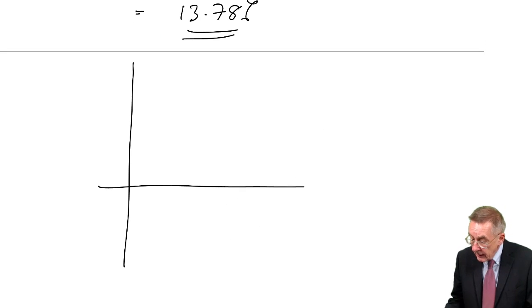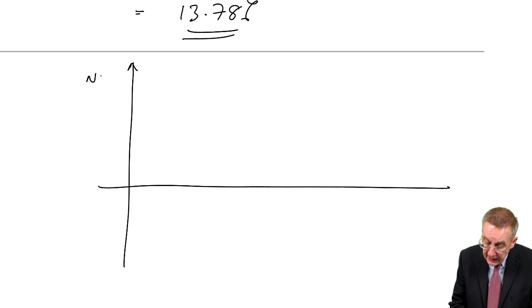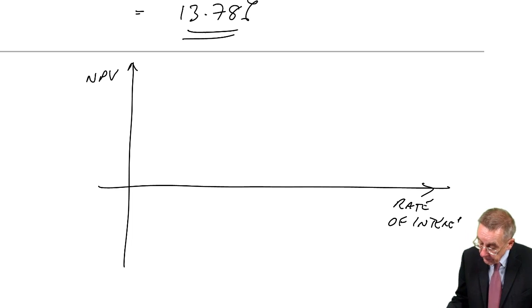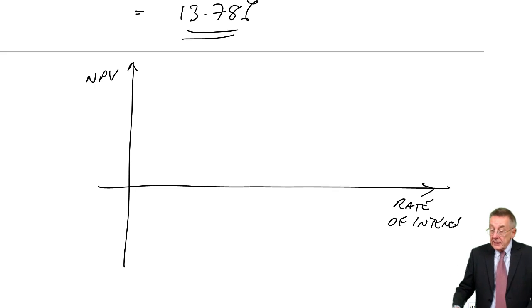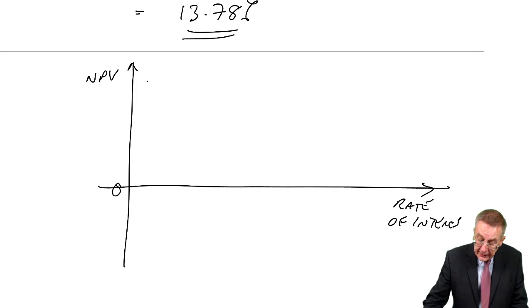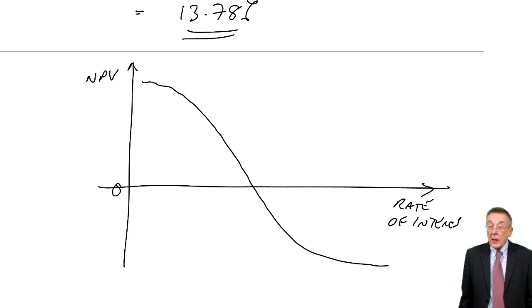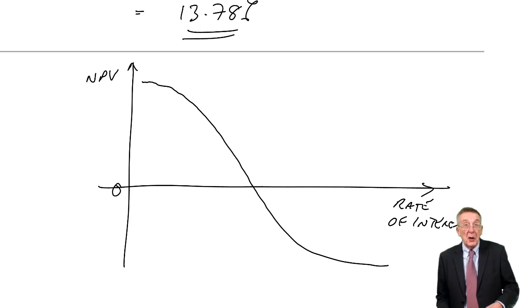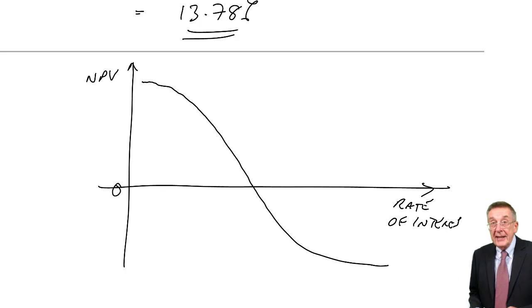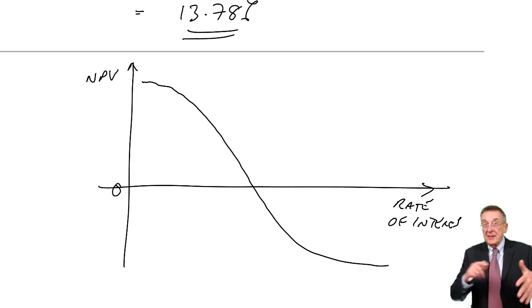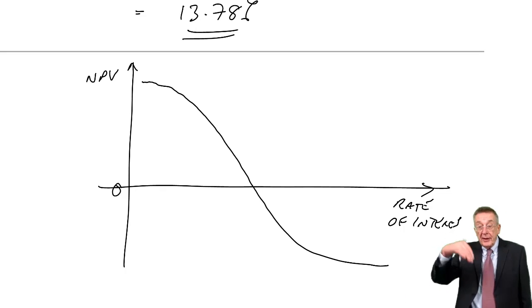What happens if you drew a graph showing the NPV against the rate of interest? You will find, that's 0, you will find that actually it's a curve. Now, if you don't believe me, you can have a go at home, when I'm finished: discount that project at 1%, 2%, 3%, 4%, 5%, and plot them on a graph. You will find you get a curve.